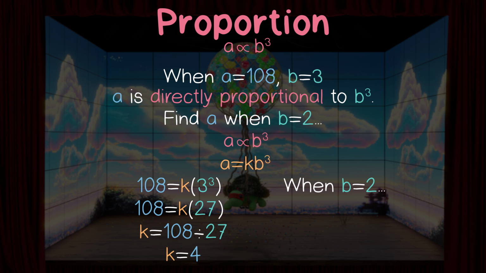Setting up our equation with this again, we have a equals 4 times b cubed. We're told to find a when b equals 2, so a equals 4 times 2 cubed. 2 cubed is 8, leaving our formula as this, which we can now solve for a. 4 times 8 is 32, so a is 32.